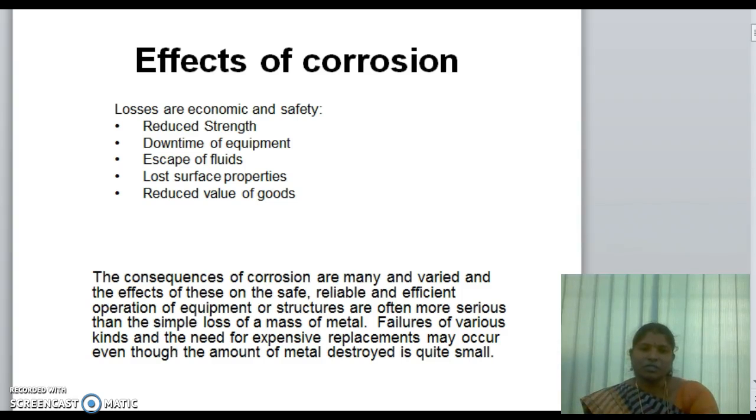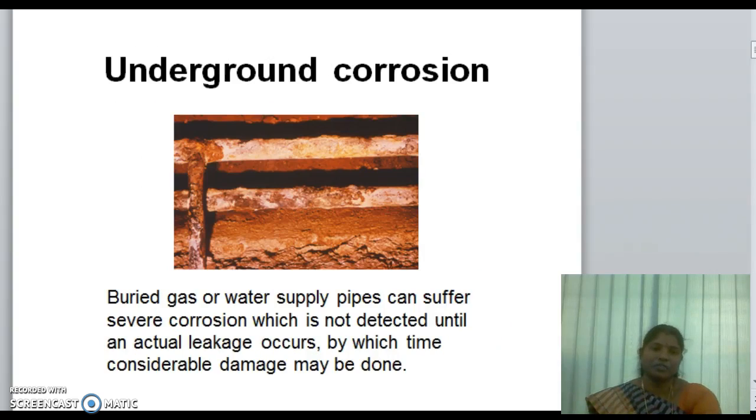Fine. What are the effects of corrosion? What happens to that material when it is corroded or when it is exposed to the corrosive environment? When the metal is corroded, it loses its strength and its surface properties, downtime of the equipment takes place, reduced value of goods takes place, and because of corrosion, escape of fluids also happens in some cases. So these are all the effects of corrosion.